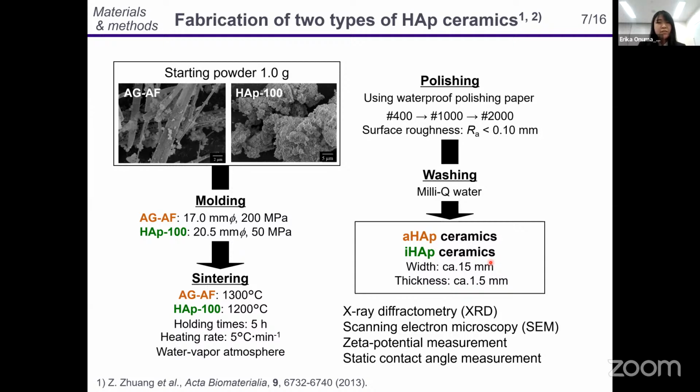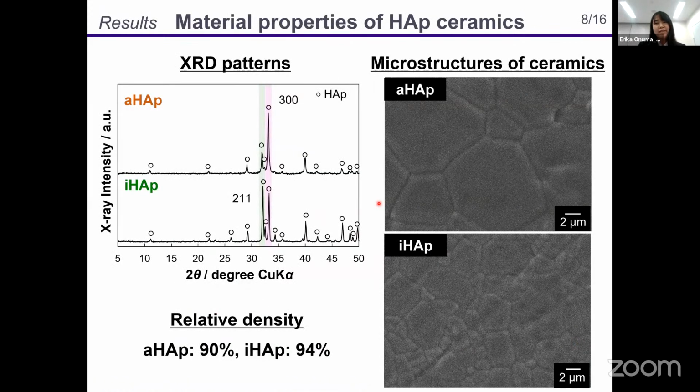Next, I will show the result of the material characterization. This figure shows material properties of the two types of resulting ceramics. The left figure shows diffraction patterns of the AHAP and IHAP ceramics. The crystalline phase of the AHAP ceramics kept HAP phase, and the 300 reflection, which corresponds to A plane of HAP, was more developed than that of IHAP ceramics.